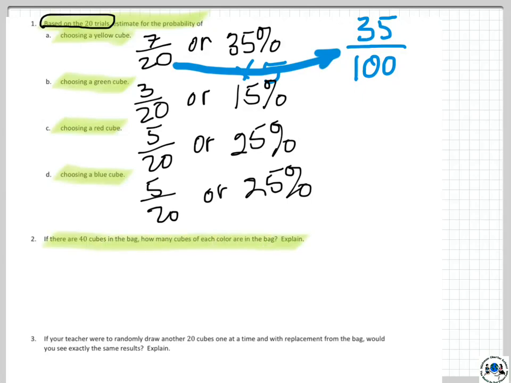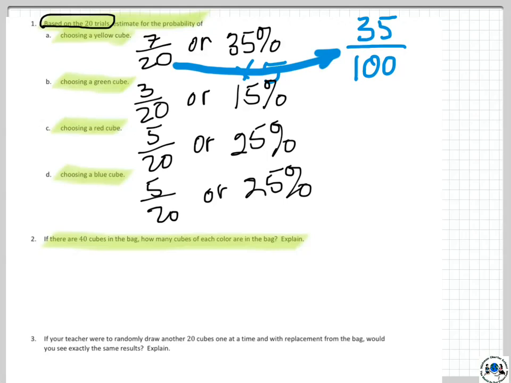Now, this question, number 2, asks: if there are 40 cubes in the bag, how many cubes of each color are in the bag? How many cubes of each color would you predict are in the bag, based on these trials? Go ahead and pause and do that, and come on back.